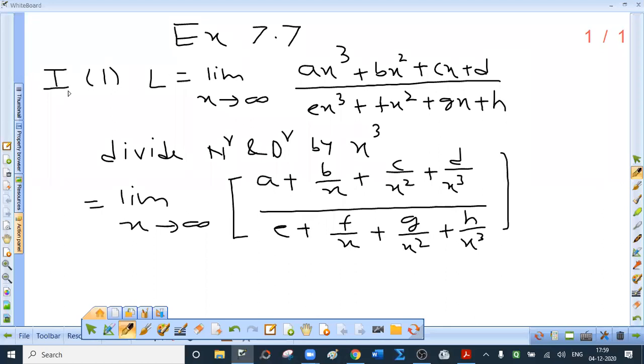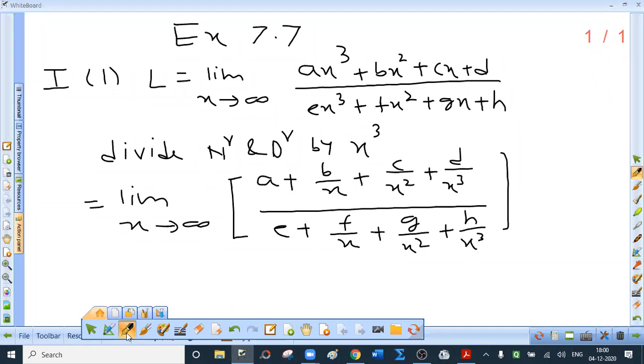Exercise 7.7, first part, first sum. Let L be the limit, x tends to infinity, ax cube plus bx square plus cx plus d upon ex cube plus fx square plus gx plus h. See, the function is of which type? f of x upon g of x, where f and g are both polynomial functions. So in such cases, we divide numerator and denominator by the highest degree term in the denominator, which is x cube. So if you do so, then you get this.